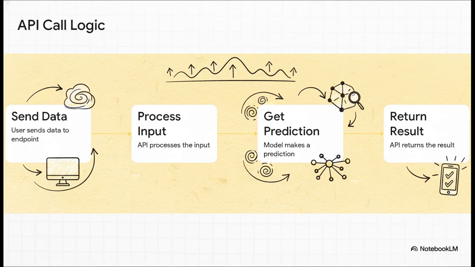And when you look at it, the logic is just beautifully simple. A user, or maybe another application, sends some data to your API's endpoint. The API then grabs that input, feeds it to your model, which does its thing and makes a prediction, and then the API sends that result right back. It's this clean, super powerful request and response cycle. And honestly, it's the backbone of most real-time ML systems out there.